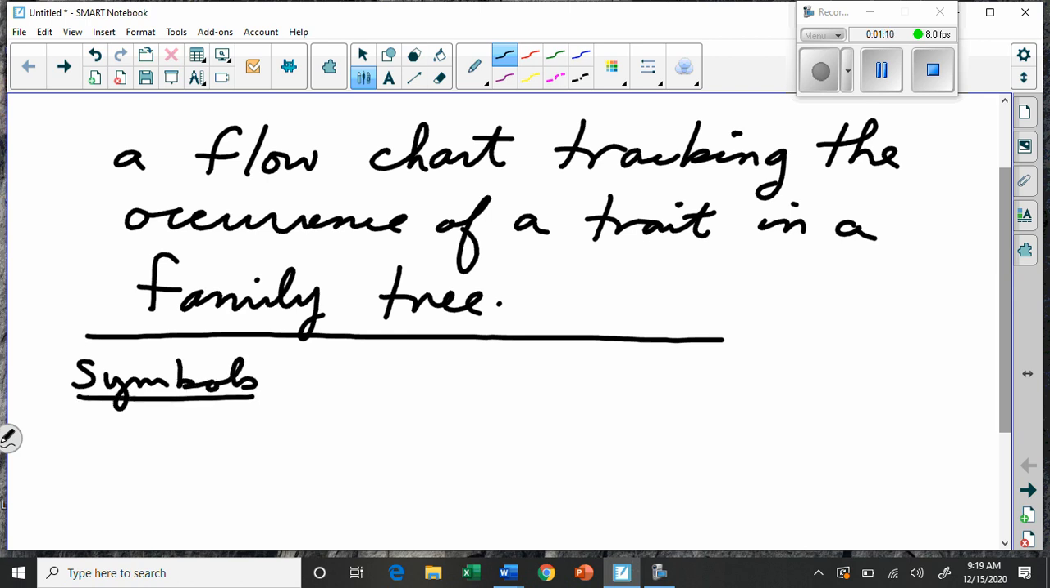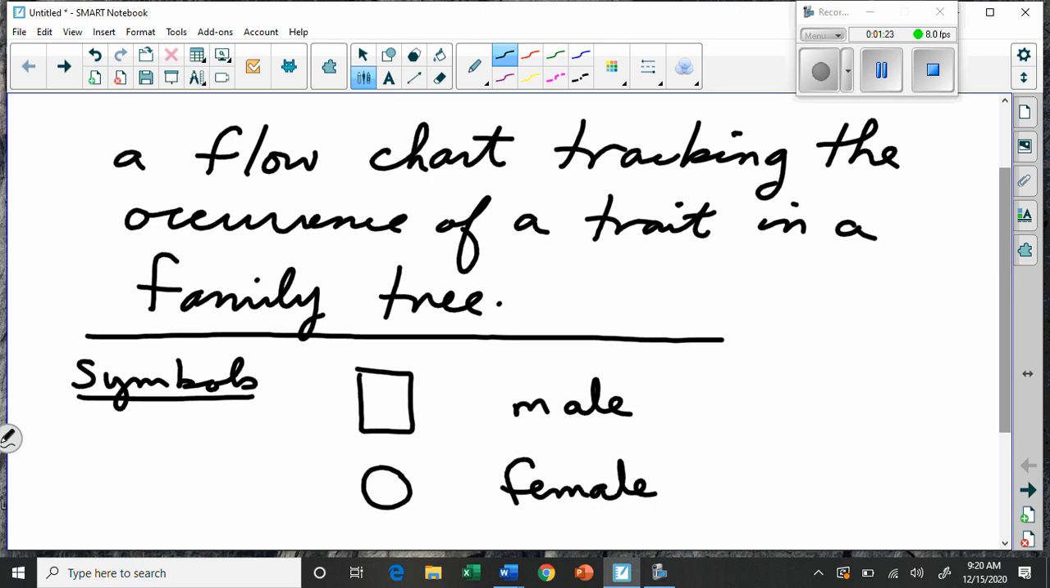When we draw a pedigree, we use an open box for a male, and we use a circle for a female. And these are all sort of standardized so that everybody understands what we're talking about. All right?